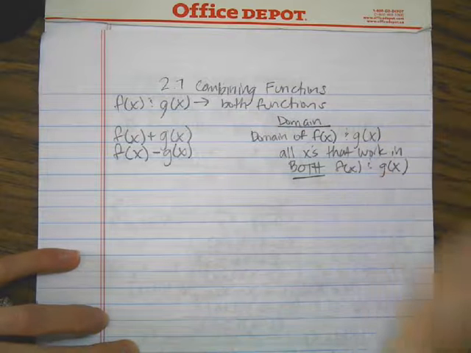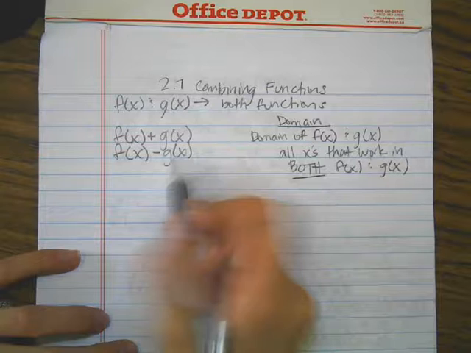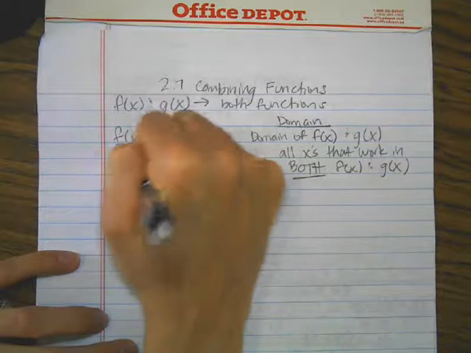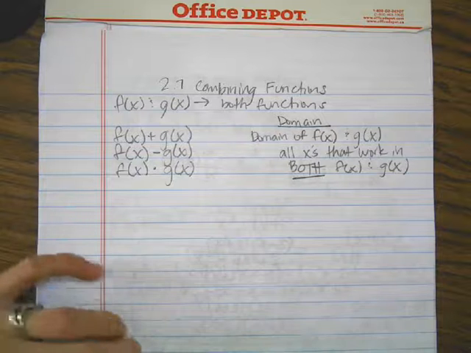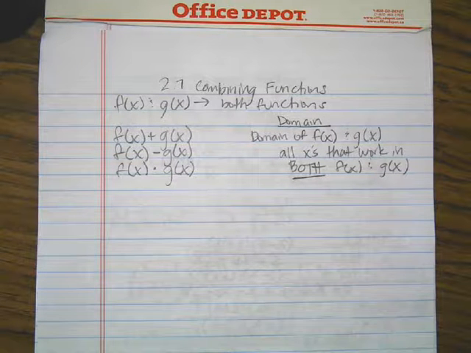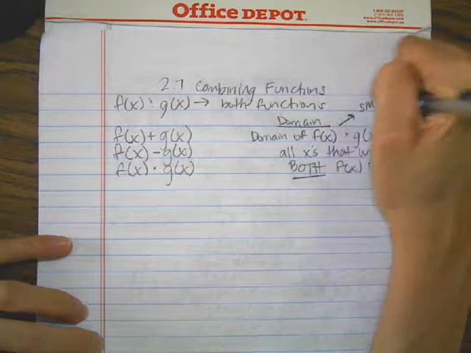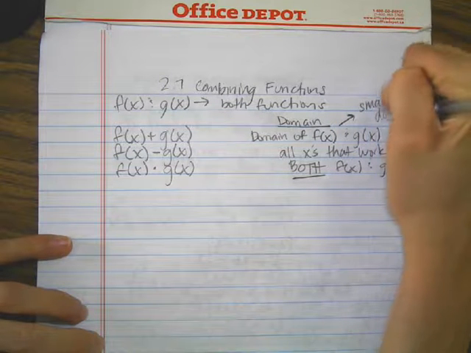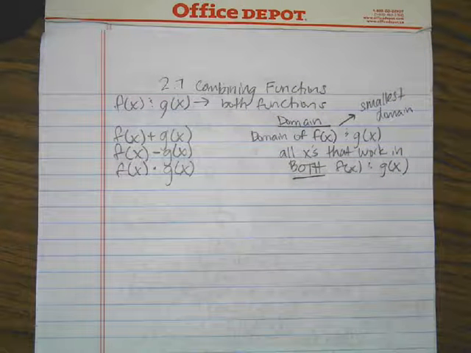And that domain covers f of x plus g of x, f of x minus g of x, and f of x times g of x. So, in effect, that means whichever domain is smallest. Generally speaking. That's not true all the time, but generally speaking, that's true.